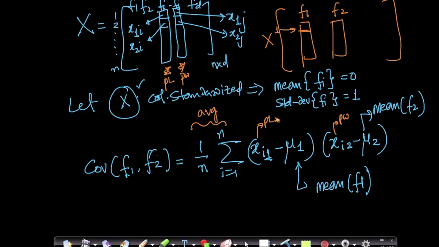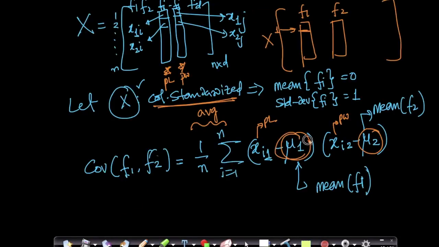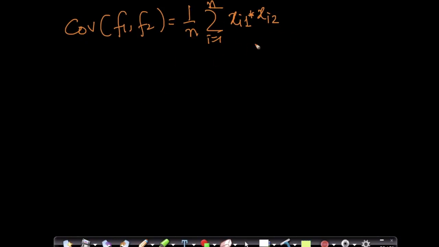Now, one thing you know is since your data has been column standardized, these means are 0, this is 0, and this is 0, right? So what happens to my covariance of F1, F2? I can write my covariance of features F1 and F2 as 1 by n summation i equals 1 to n of xi1 and xi2 multiplied, because this has become 0, so this goes away, this has become 0, it goes away. So I'm just left with this term and this term. So what does this mean? Let's understand what it means.